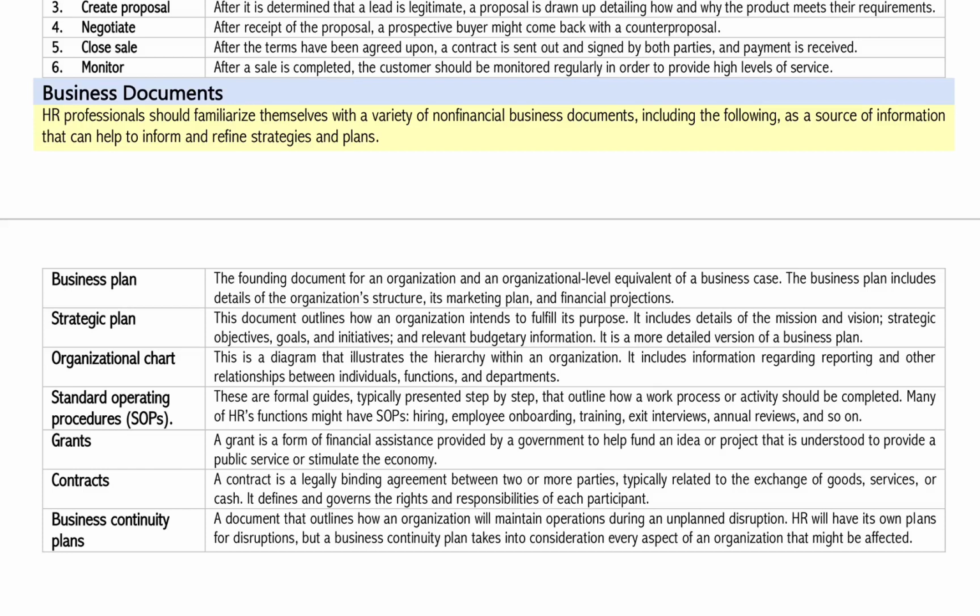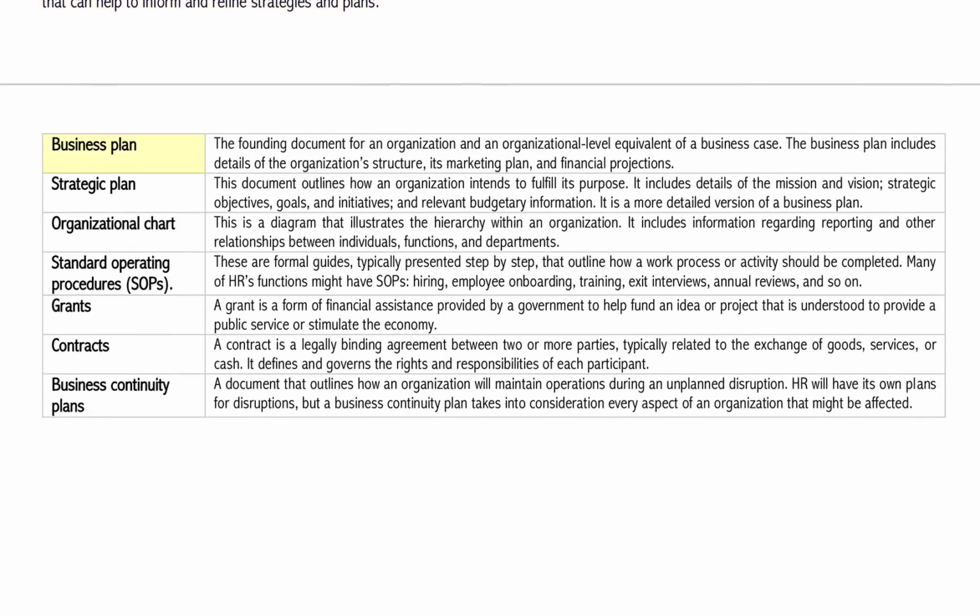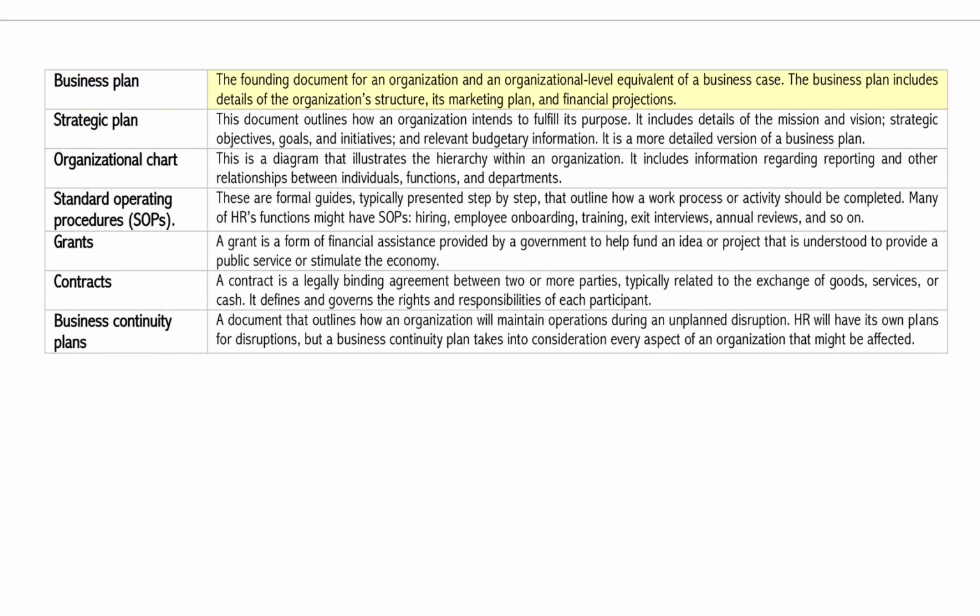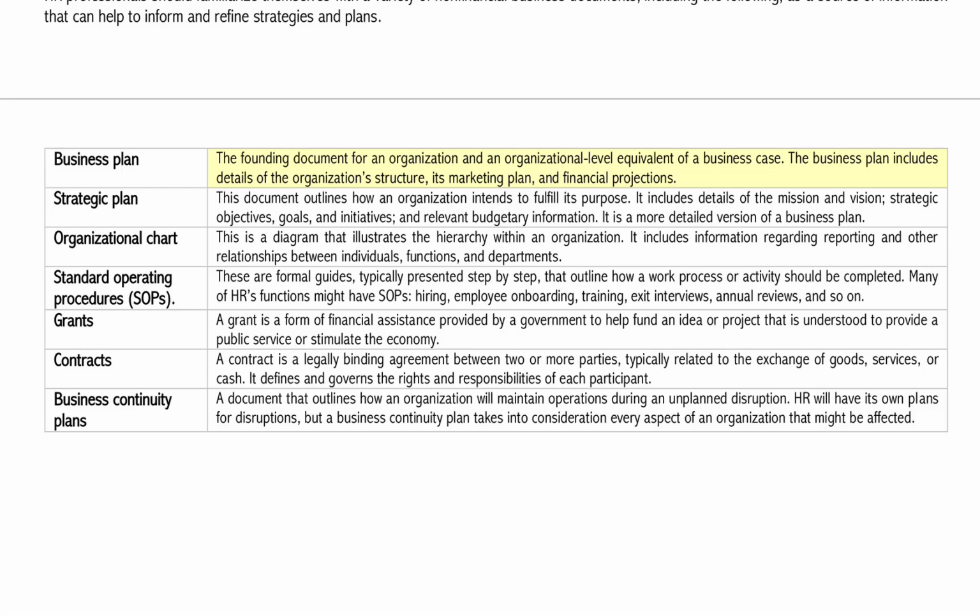Business documents. HR professionals should familiarize themselves with a variety of non-financial business documents, including the following, as a source of information that can help to inform and refine strategies and plans. Business plan. The founding document for an organization and an organizational level equivalent of a business case. The business plan includes details of the organization's structure, its marketing plan, and financial projections.